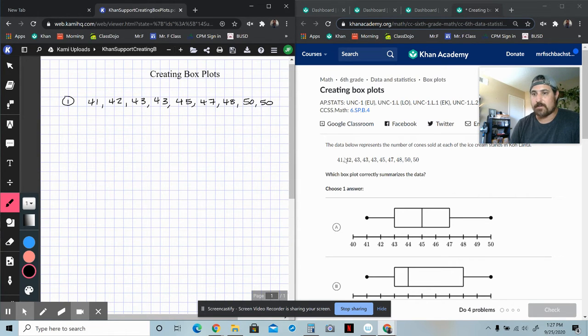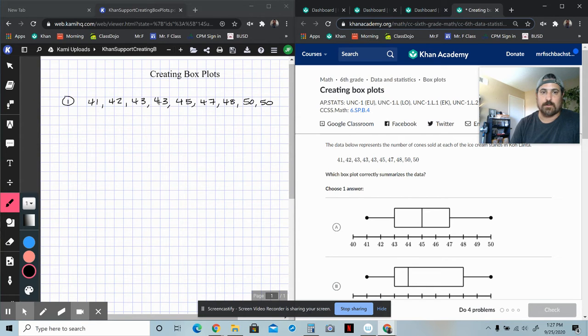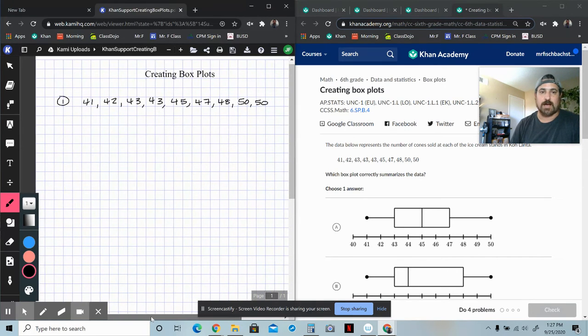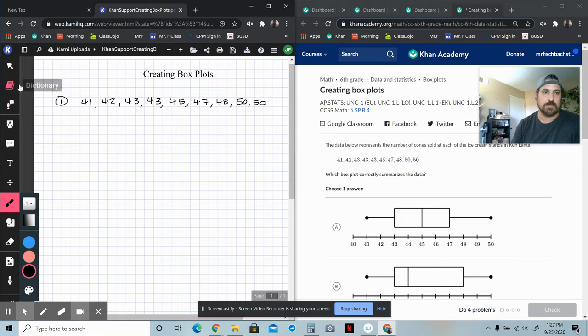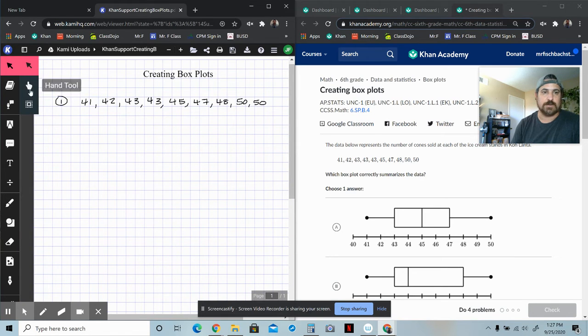Let's double check to make sure we didn't miss any pieces. You always do that. So 1, 2, 3, 4, 5, 6, 7, 8, 9, 10 pieces of data. Hey, did I miss something? I must have missed something. So I have 41, I have 42, I have 43, 43. Oh, I only have two 43s and there's supposed to be three 43s. And that is why you double check and count when you're doing box plots, because you can make a silly mistake like Mr. Fishback just made.